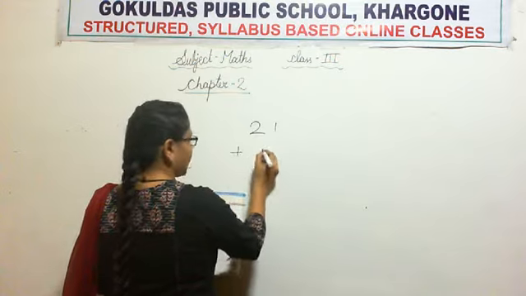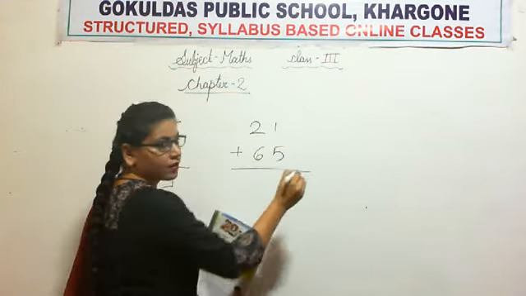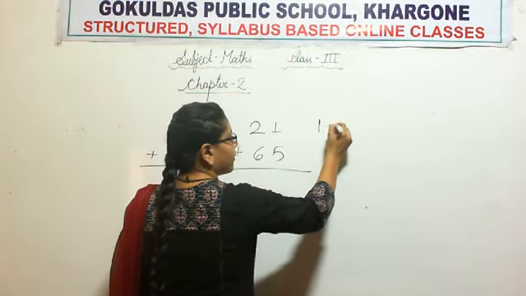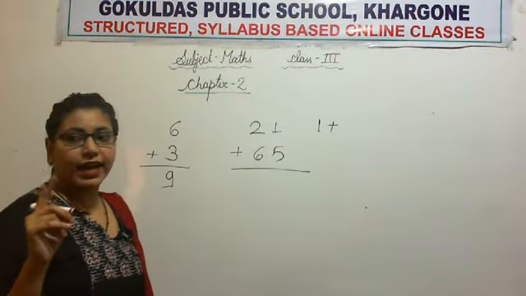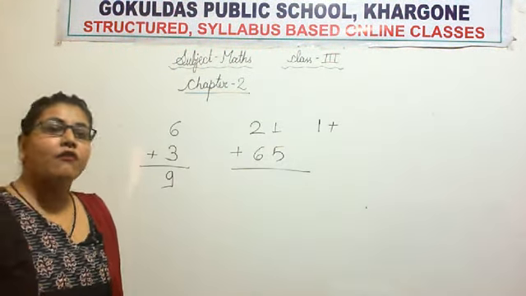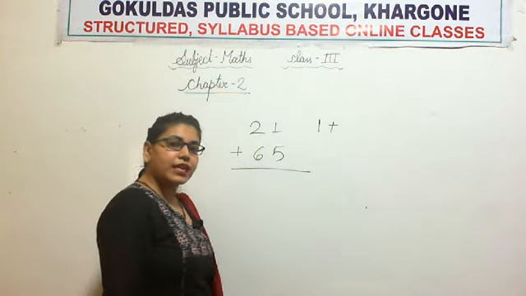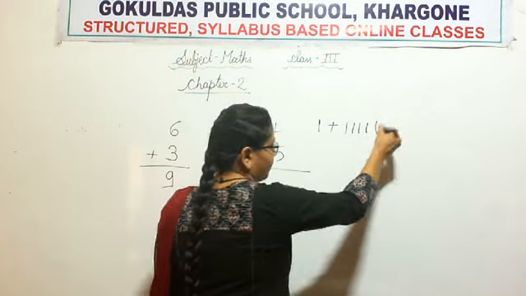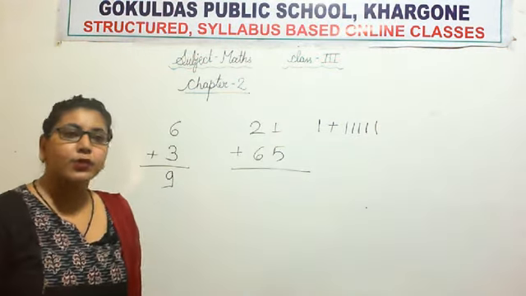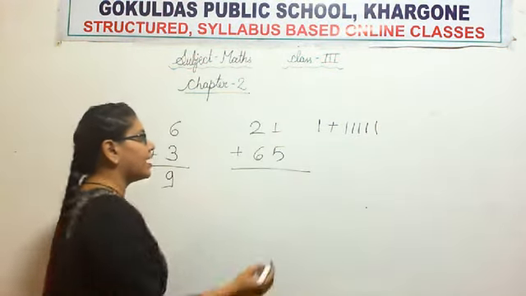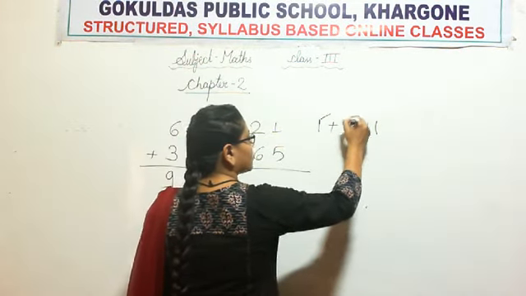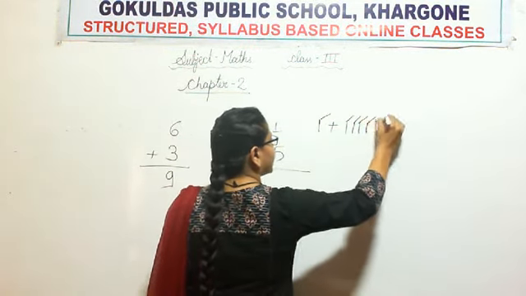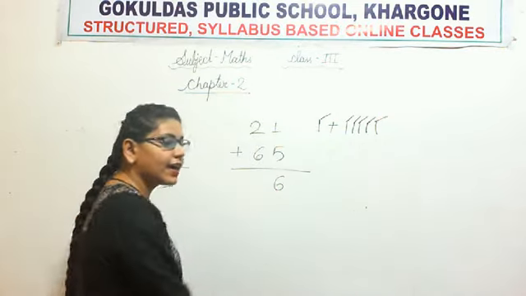21 plus 65. Okay, so what is written? 1 is written here. We will draw 1 stick. Then what is written? 5 is written. So how many sticks we will draw? We will draw 1, 2, 3, 4 and 5 sticks. So let's count how many sticks are there. 1, 2, 3, 4, 5 and 6. So we will write 6 here.